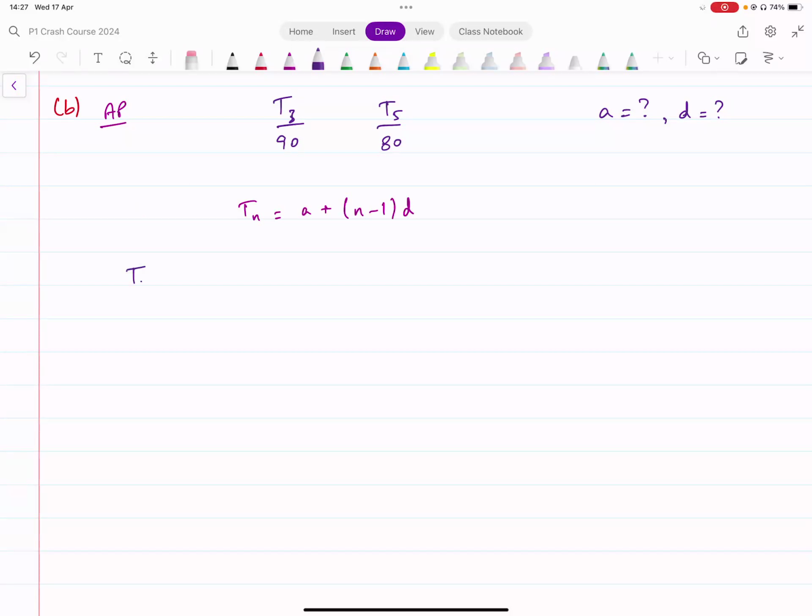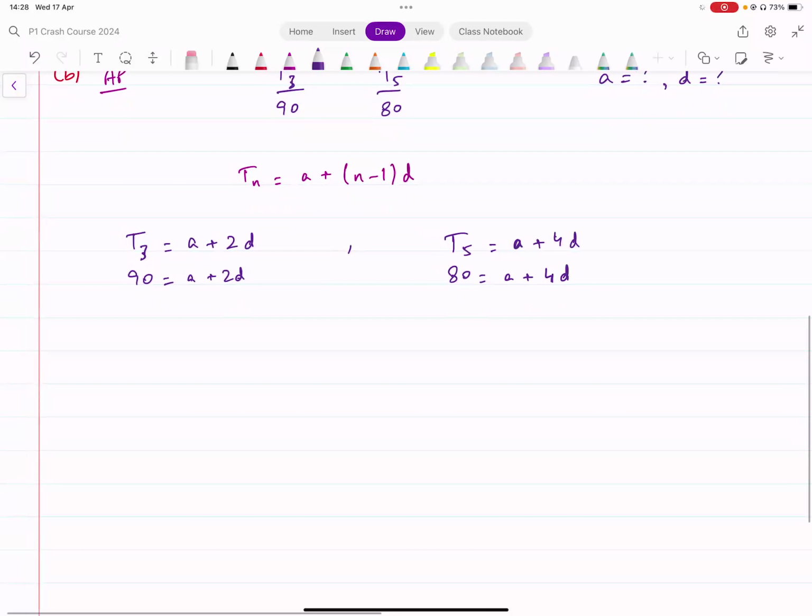If you had to look for the third term, what is the third term going to be? It's A plus 3 minus 1, that's 2 times D. And the value of the third term we know is 90. So we get one equation: 90 equals A plus 2D. And similarly, we can find the fifth term using the same formula. A plus 5 minus 1, that means 4, A plus 4 times D. T5 is 80. So we get 80 equals A plus 4 times D. You've got these two equations, solve them simultaneously, and you would get the values of A and D.